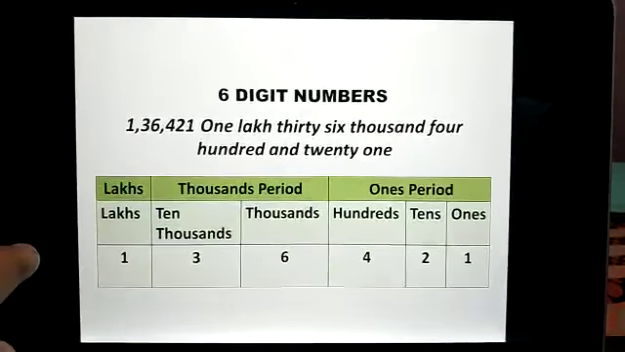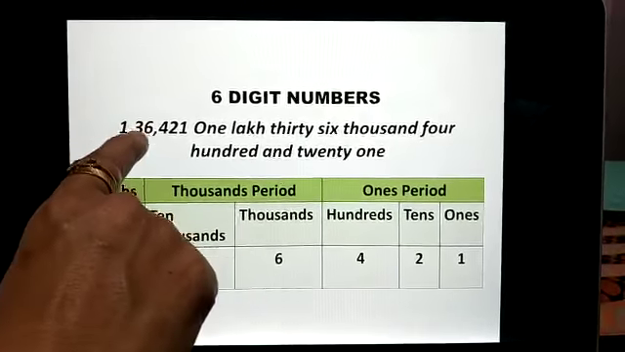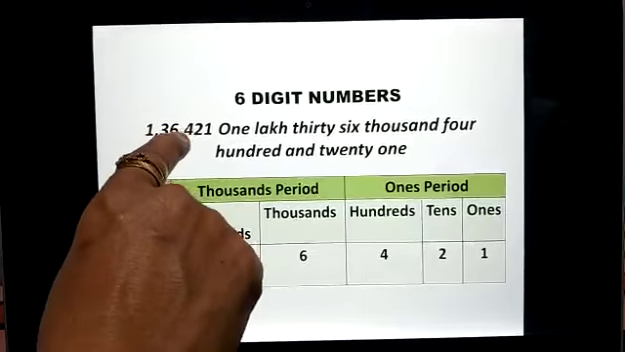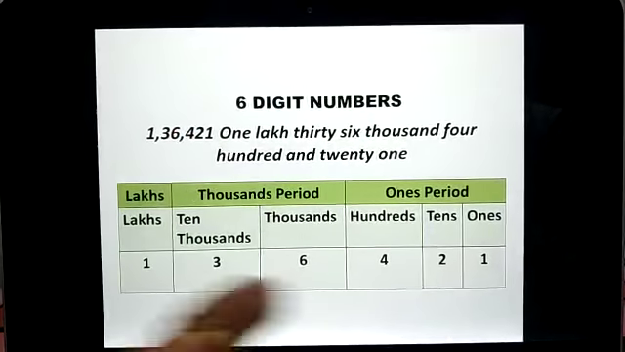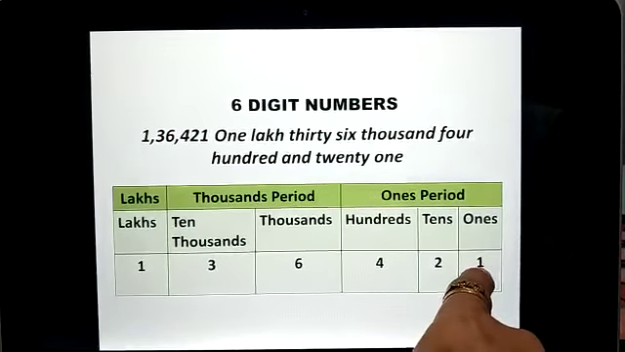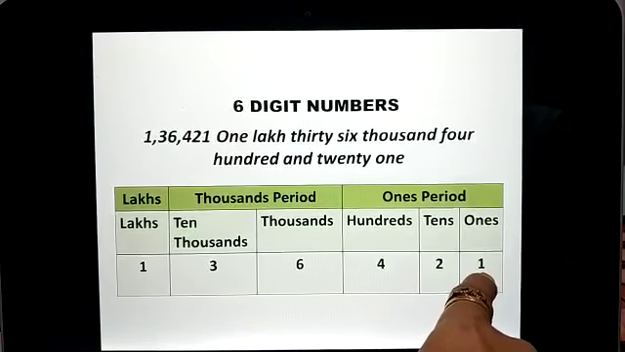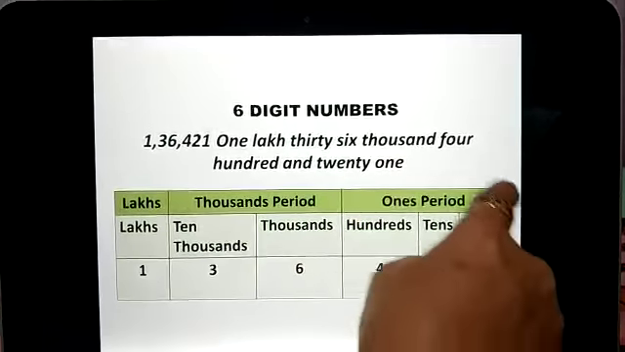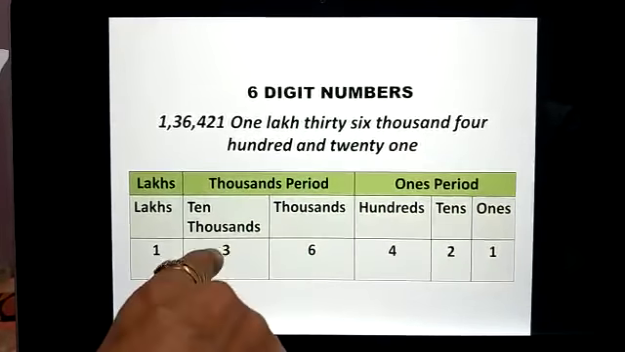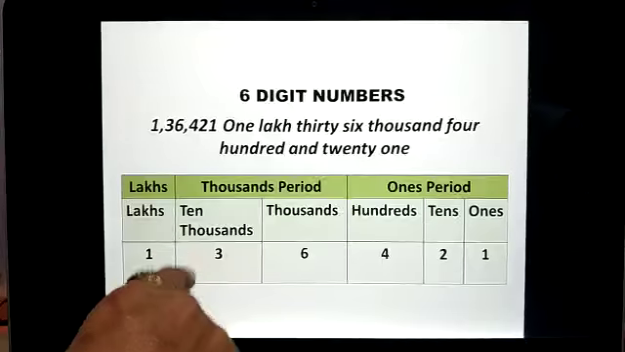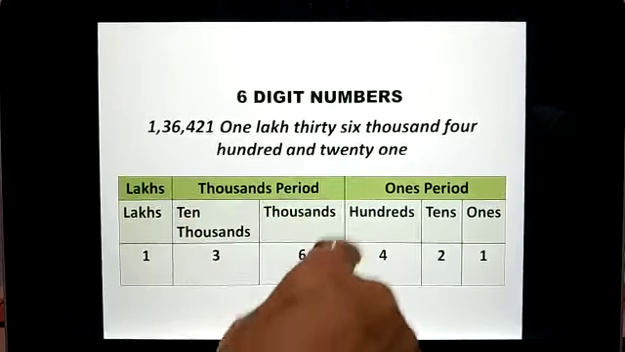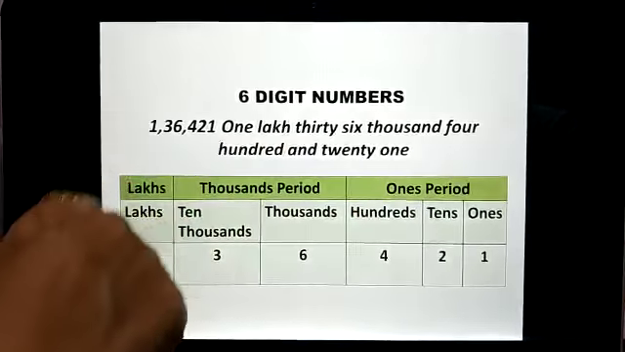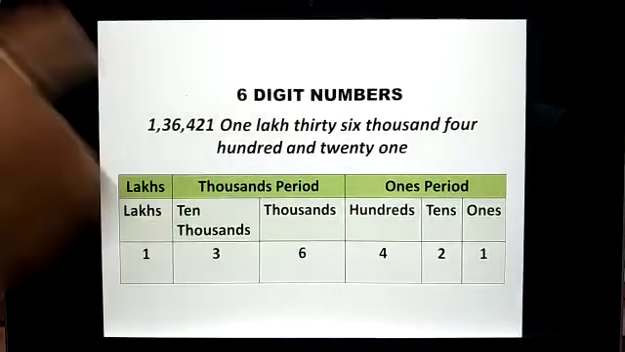And we read the number as 1,36,421. I repeat, we count the first 3 digits from the right, 1 2 4, put a comma, which comes under the ones period, the 4th and the 5th digit, and then put a comma, which comes under the thousands period, and 1 comes under the lakhs period, and you can see the number written here.